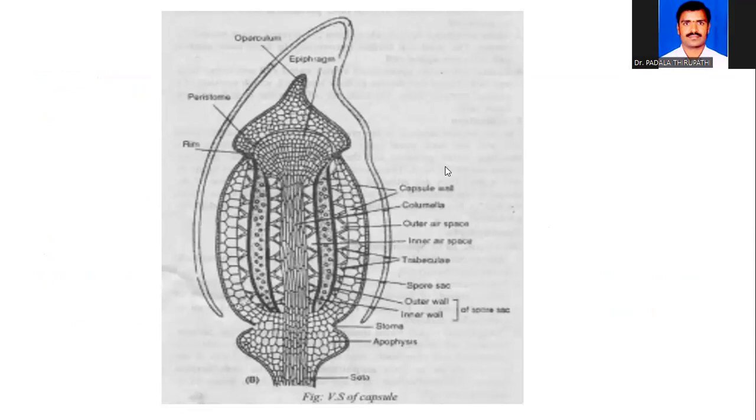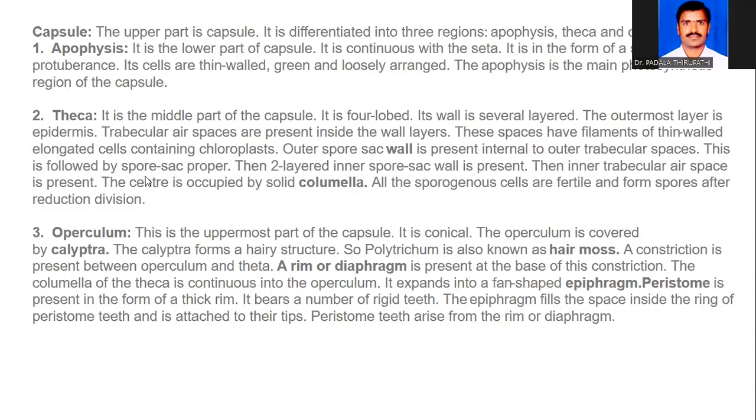So, this columella is multi-layered. And this helps in conducting the food and the water from the gametophytic tissue to the sporophyte and from the sporophyte to the base of the gametophyte. It just acts like a conducting tissue, a conducting strand for supplying the water and the mineral nutrition. So, that is the role of the central solid columella.